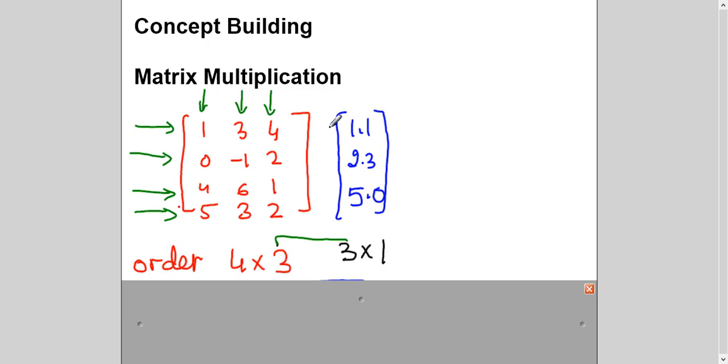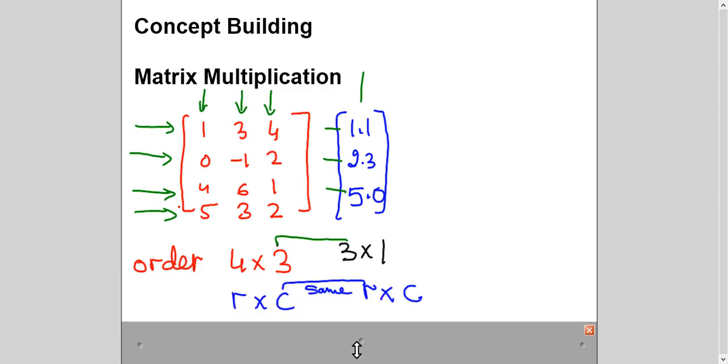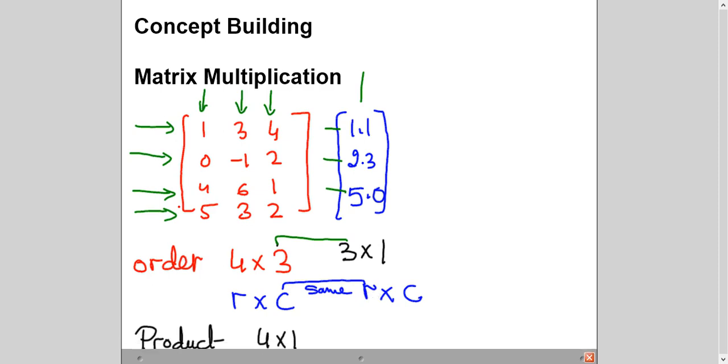Similarly for this matrix, if I see 1, 2, 3, 3 rows and 1 column. So the order of this matrix is 3 into 1. So if this is same, what is same? If you see here, row into column, row into column. So if column of the first matrix is same as the row of the second matrix, then yes, multiplication is possible, right? And then we say multiplication possible, and this 4 into 1.